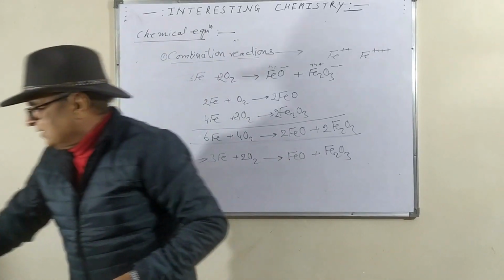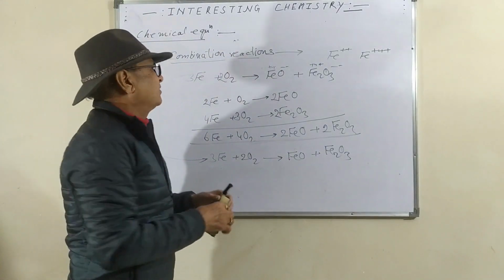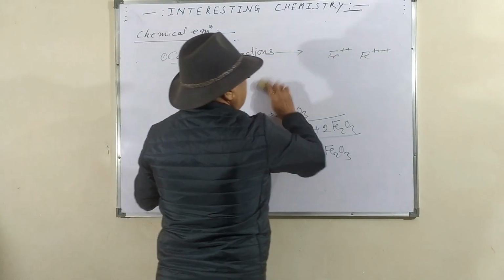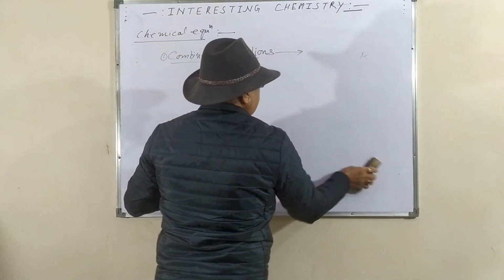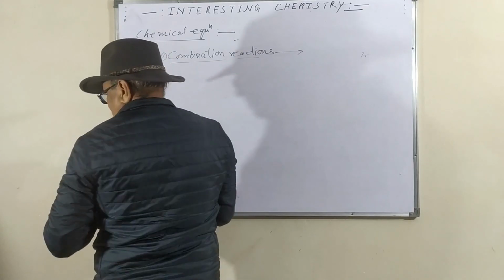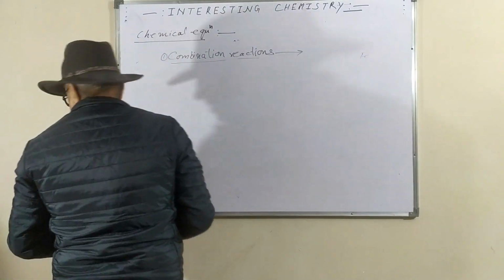Now I am giving you more examples about this. I am taking the example of the combination of phosphorus, when phosphorus is burned in the presence of oxygen.